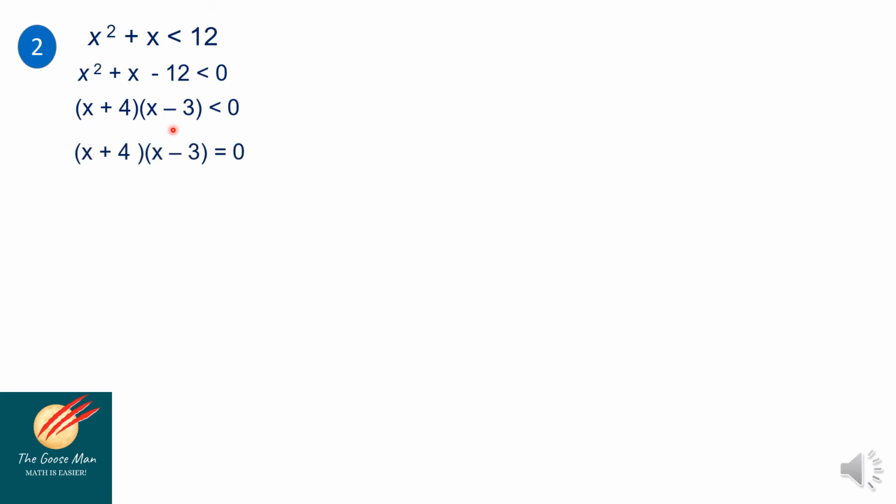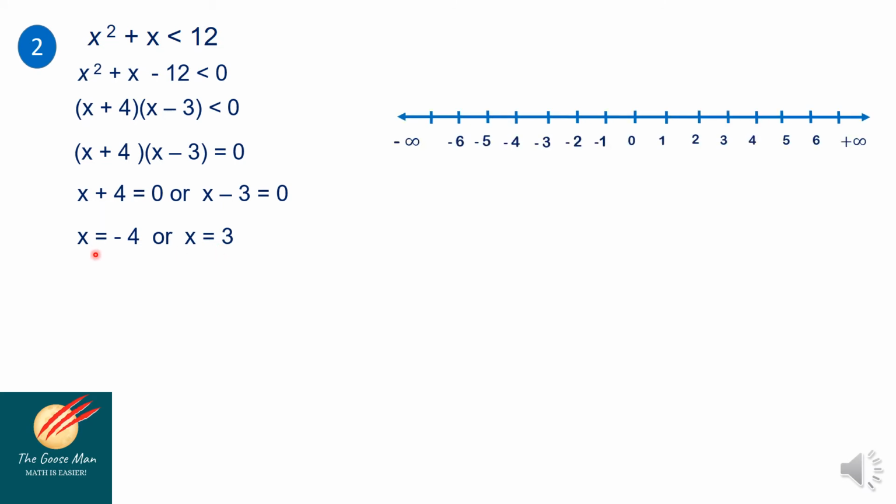Next, we will equate this to 0, then find the value of x. So we can say that x plus 4 is equal to 0 or x minus 3 is equal to 0 using the zero property. After that, we can say that x is equal to negative 4 or x is equal to 3. Now, again, on our number line, negative 4 and 3 are our boundaries. Then after that, we want to find out which of the following regions are actually part of the solution. So we want to find out by using our test points.